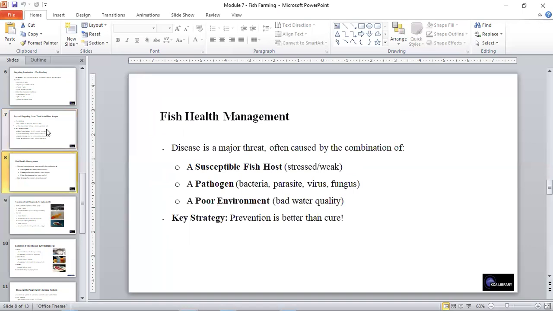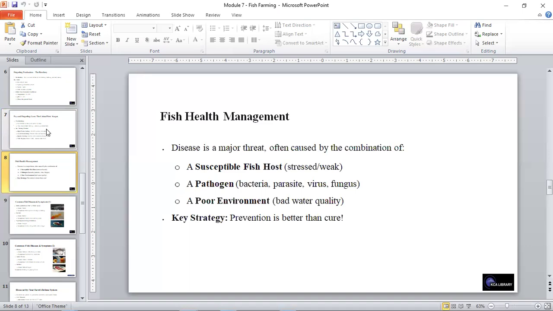Fish health management. Disease is a major threat, and it's often caused by a combination of: 1. A susceptible fish host, 2. A pathogen. This could be a bacteria, parasite, virus, or fungus. These are disease-spreading organisms. And it could also be caused by a poor environment.